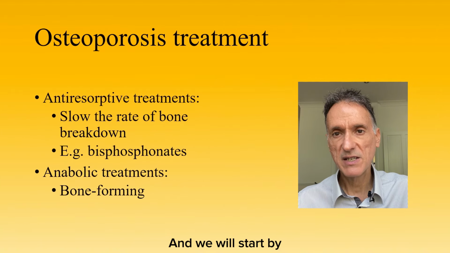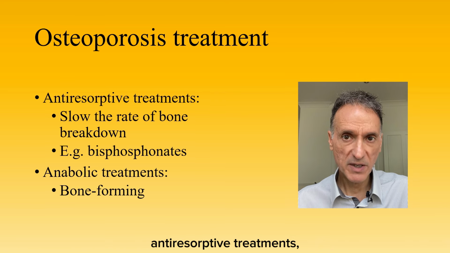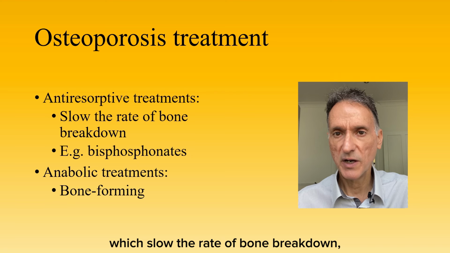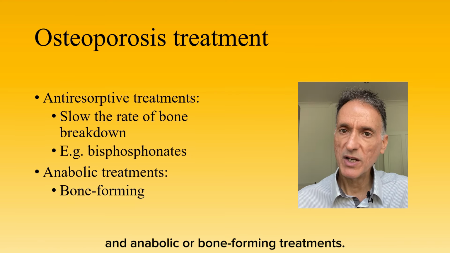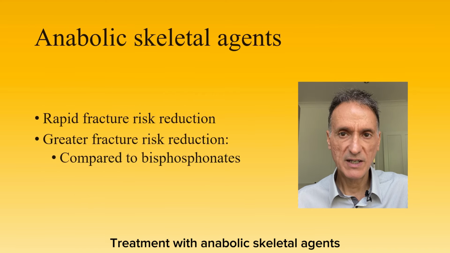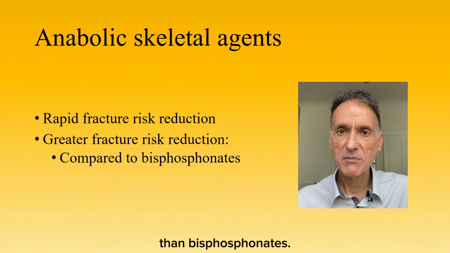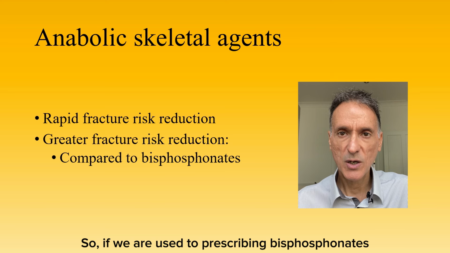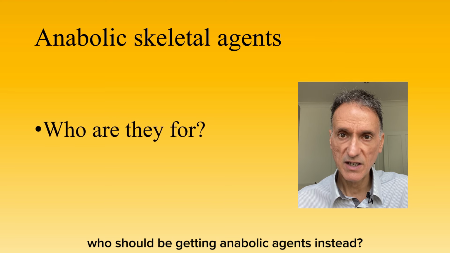We will start by saying that treatment of osteoporosis can be broadly divided into two types. Anti-resorptive treatments, which slow the rate of bone breakdown, such as our usual bisphosphonates, and anabolic or bone-forming treatments. Treatment with anabolic skeletal agents results in rapid and greater fracture risk reductions than bisphosphonates. So, if you are used to prescribing bisphosphonates for the majority of our patients, who should be getting anabolic agents instead?